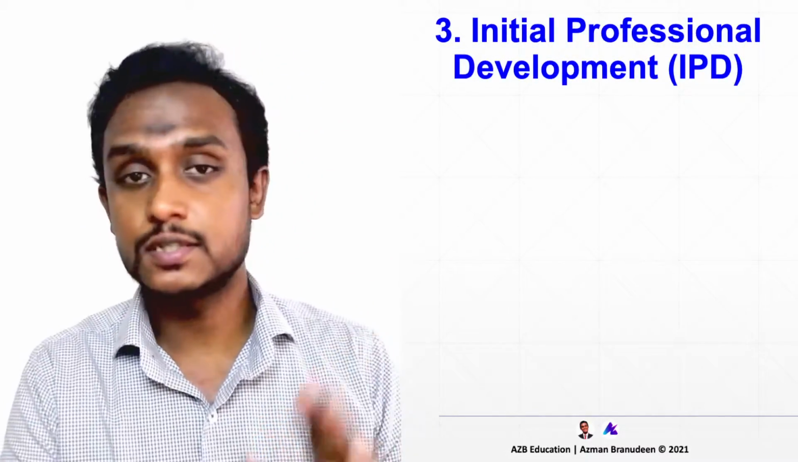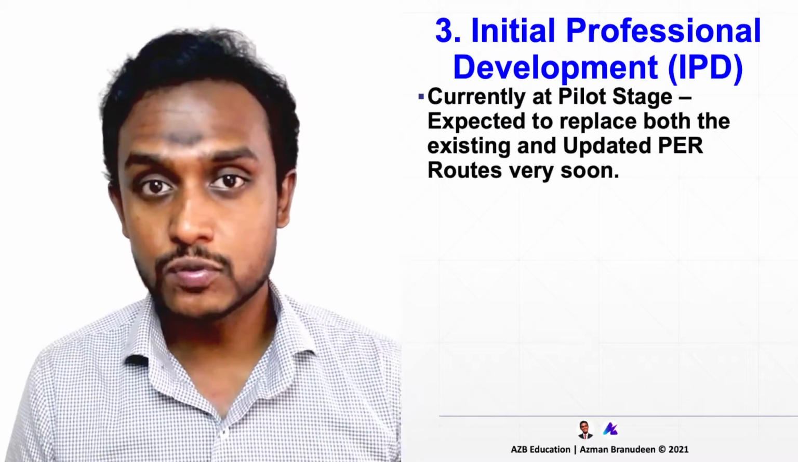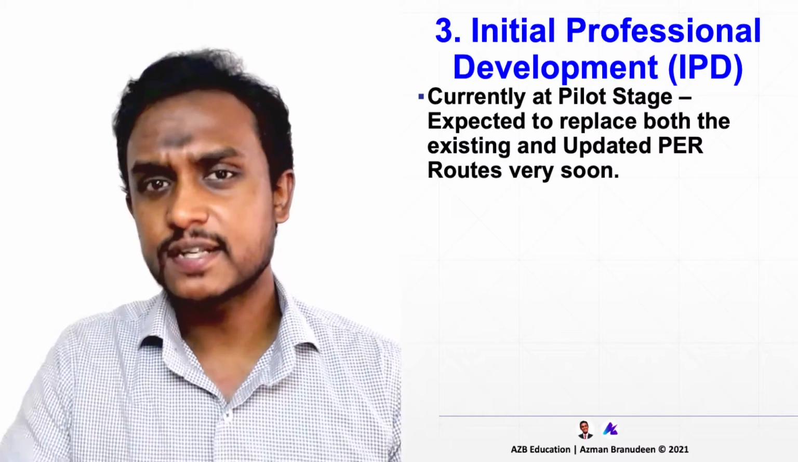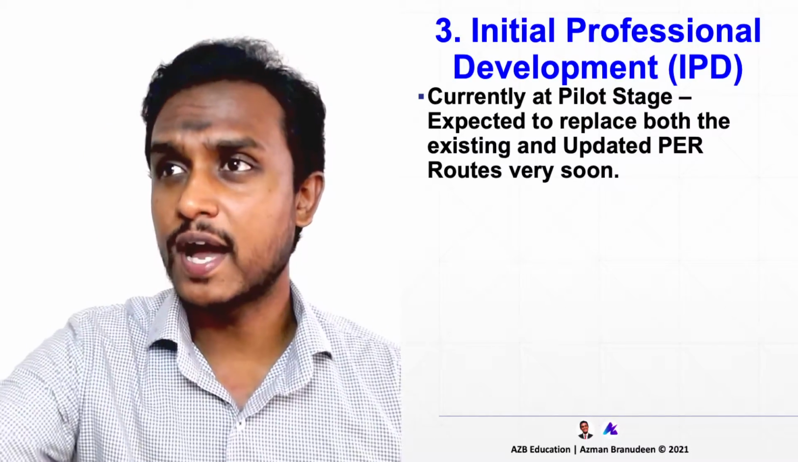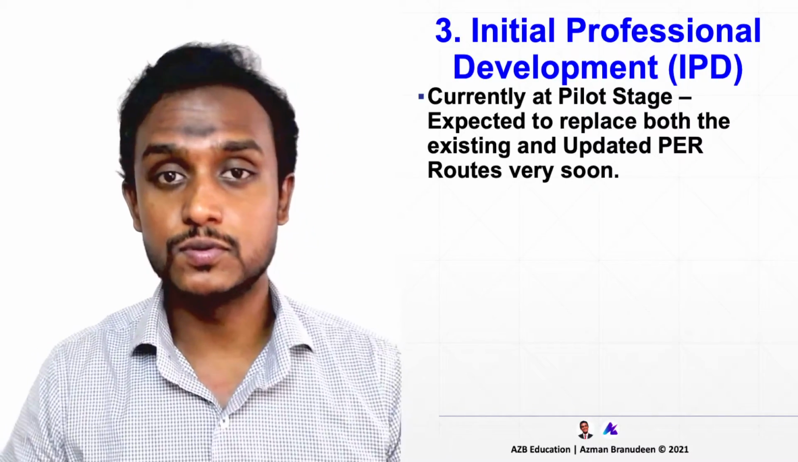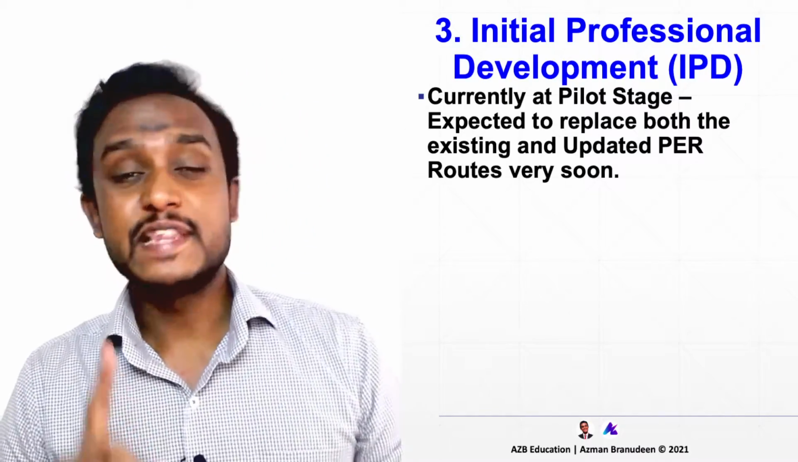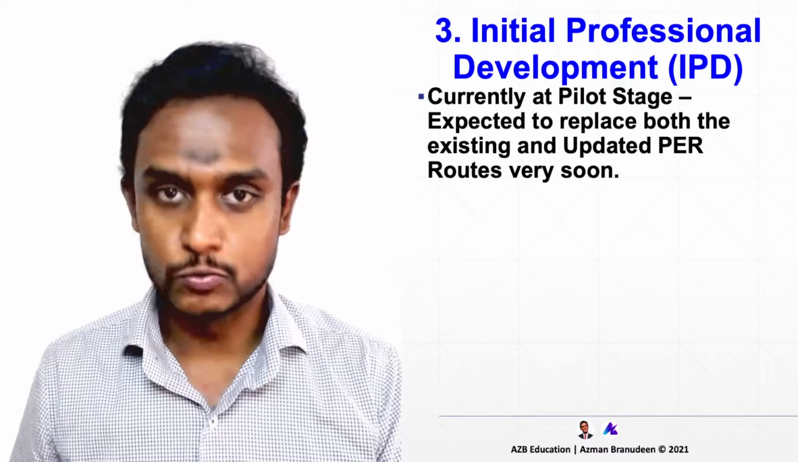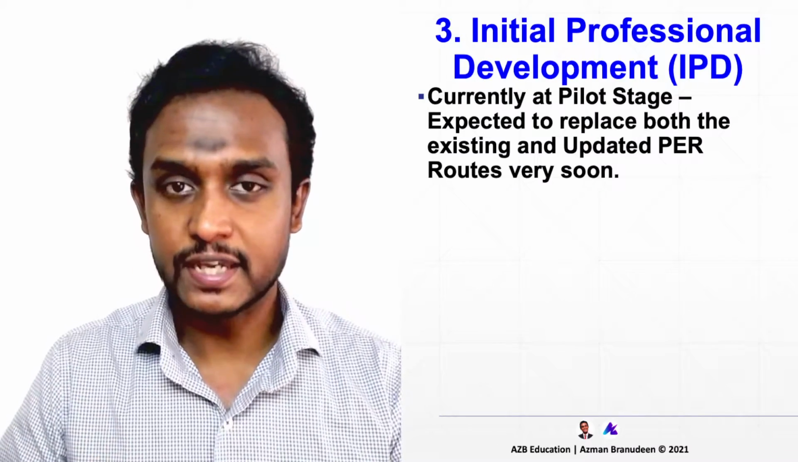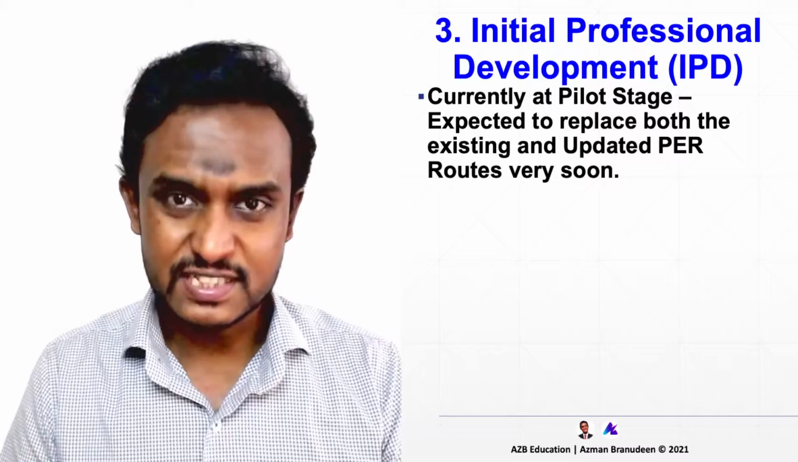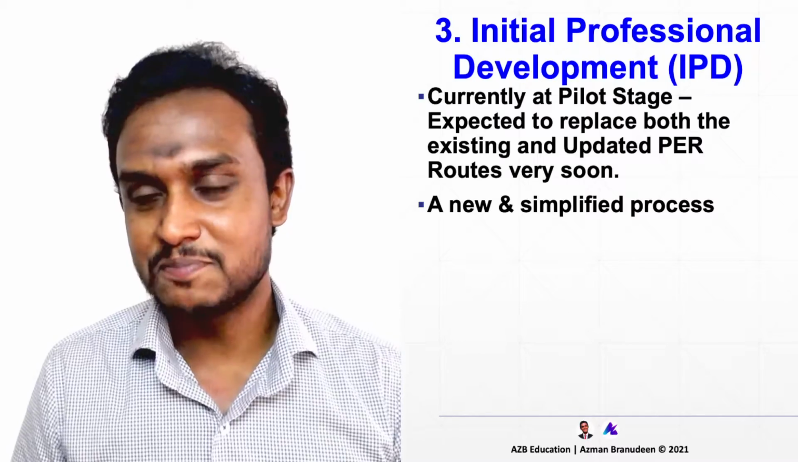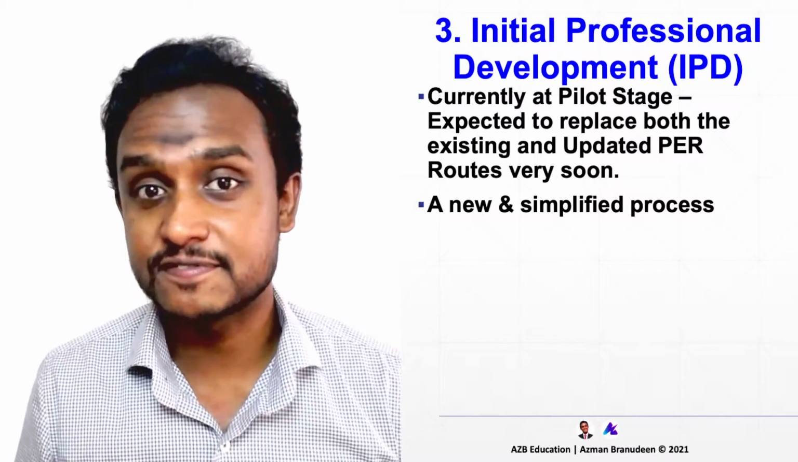The third method is the Initial Professional Development tool. Now this method, as many of you might know or not, is currently at pilot stage, and the pilot has launched. They've called for applications. You have until the 30th of June to finish applying. This method is expected to replace both the existing and the updated PER routes. Right? So CIMA is stepping into a new way of assessing your PER. And the process is actually new and simplified, which in my opinion makes CIMA's life much easier.